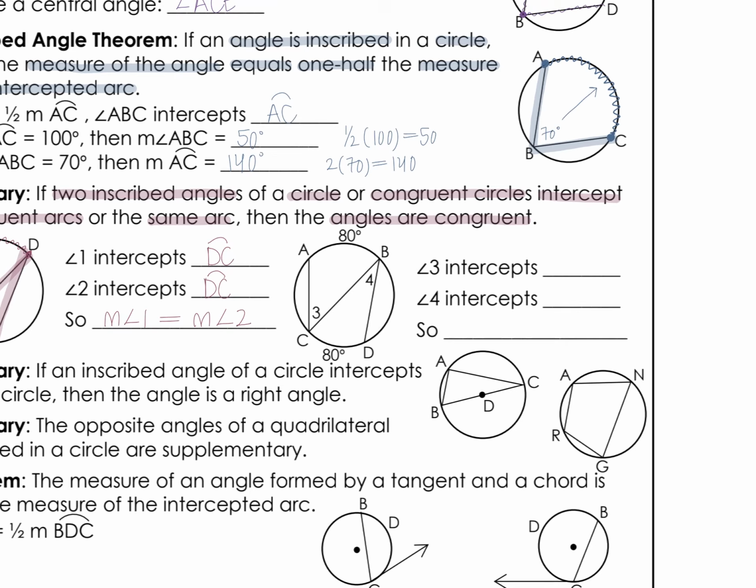Now let's apply a little bit more to that. Here we have angle 3. What arc is it intercepting? Angle 3 is intercepting A all the way to B, so arc AB. And angle 4 is intercepting arc CD, using our endpoints.